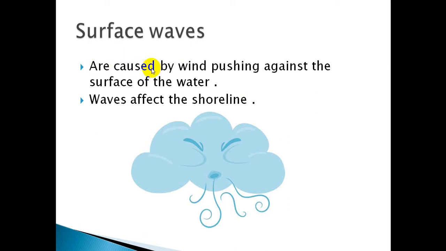Surface waves are caused by wind pushing against the surface of the water. When the wind is strong, it pushes the upper part of the water, and this makes the normal waves, which are up and down. Of course, if the wind is stronger, the waves will also be higher. But if the wind is slower or light, the waves will be small or low. Waves affect the shoreline. If the waves are very strong, they cause changes on the shore or on the beach, and we will see this later.